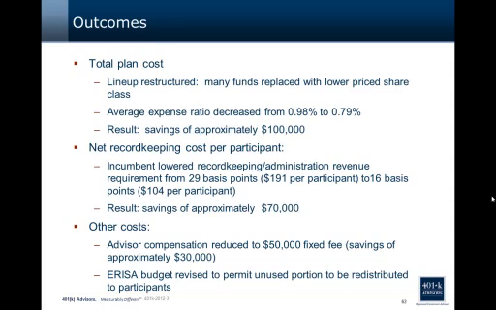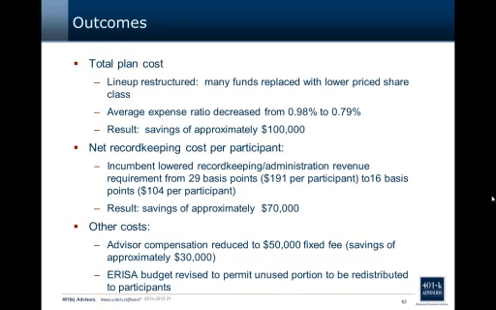So just by putting this out to bid, the incumbent acknowledged that they were being overpaid, came back with a fee that was almost half the cost of what it was before. That resulted in $70,000 of savings. And again, because this was paid out of soft dollars, it was a benefit to the employees. And then we got the advisor to come back and reduce their fee to a fixed $50,000 fee, which represented a savings of about $30,000.